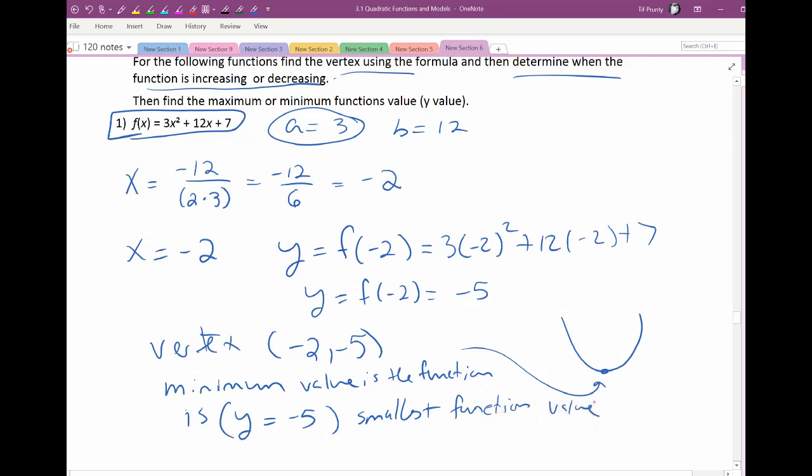Negative 2 is just when it hits that value. So negative 2 would get me to my minimum, but the minimum is the function value. The minimum is the y value. So negative 5 is my minimum.